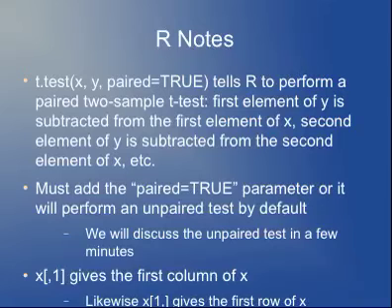And as I've told you before, in general, if you go x square bracket comma 1, that will give you the first column of x, i.e. the pre-treatment ATP levels in the earlier example. If you said x square brackets 1 comma, then that'll give you the first row of x.